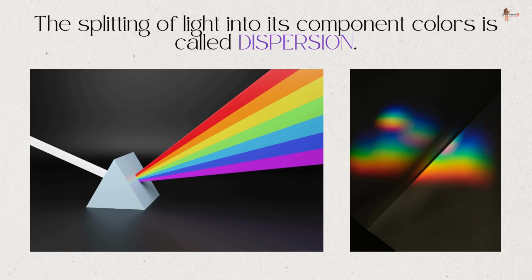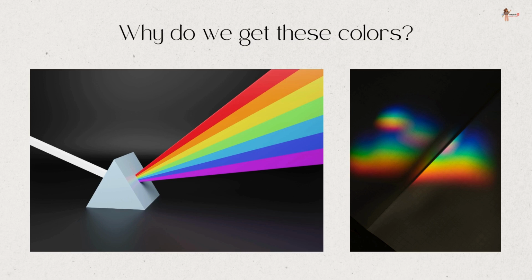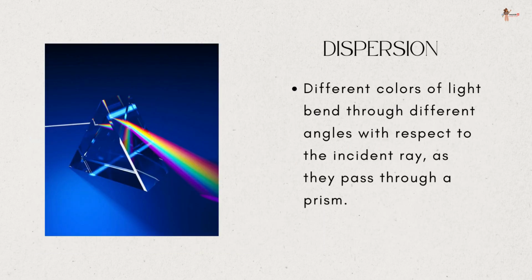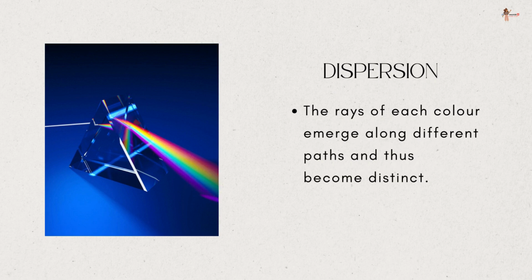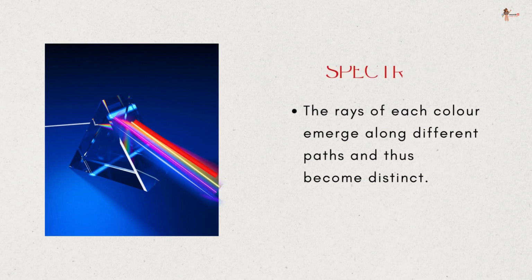You have seen that white light is dispersed into its seven color components by a prism. Why do we get these colors? Different colors of light bend through different angles with respect to the incident ray as they pass through a prism. The red light bends the least, while the violet the most. Thus, the rays of each color emerge along different paths and thus become distinct. It is the band of distinct colors that we see in a spectrum.